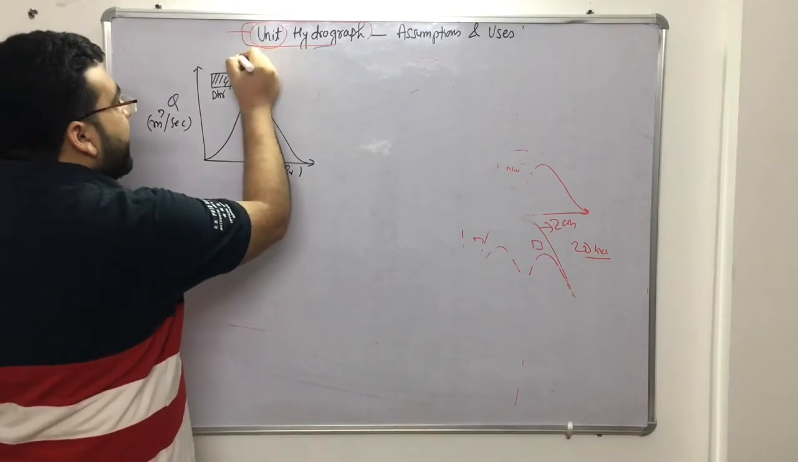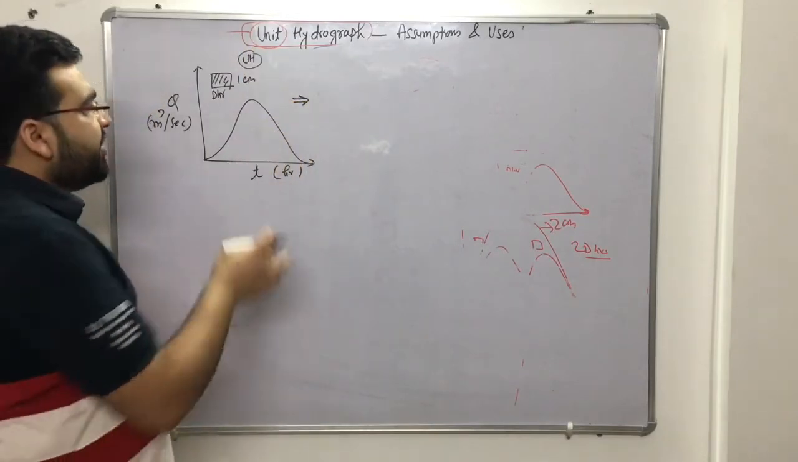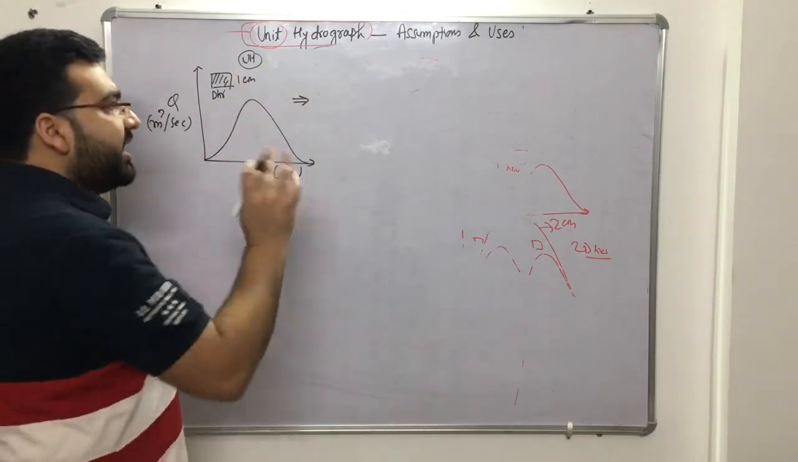Now from the unit hydrograph, can you get the direct runoff hydrograph? Yes, very easy. Just multiply it with the effective rainfall depth. You will get the direct runoff hydrograph.